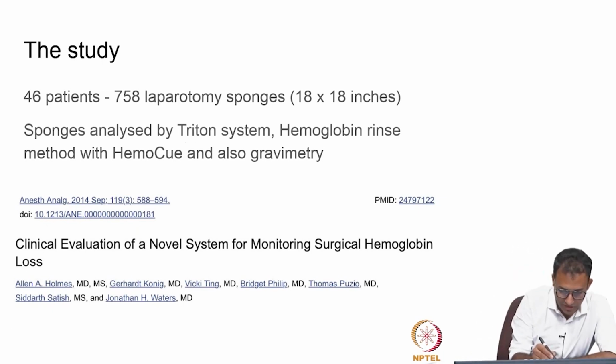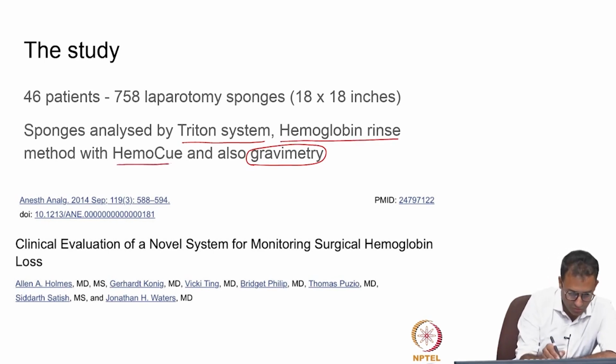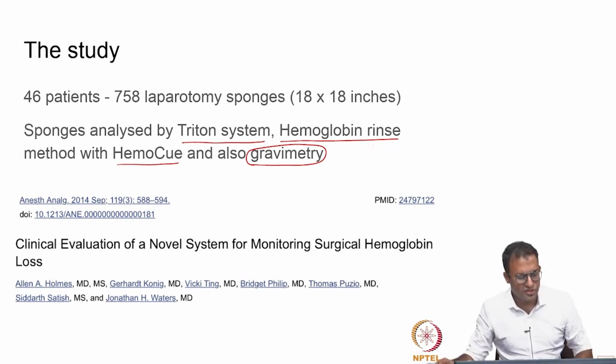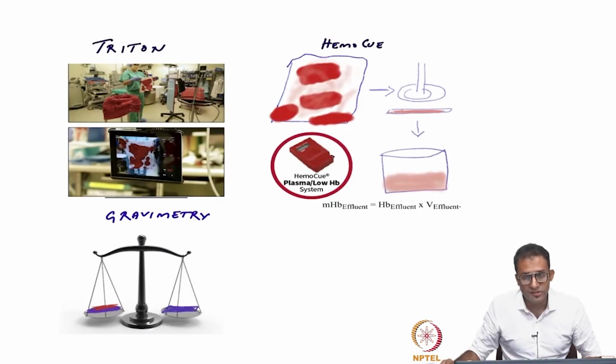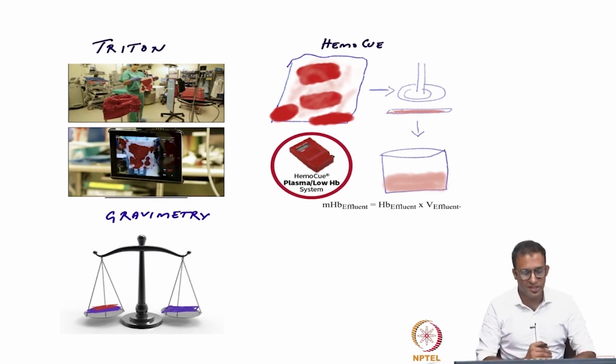So one was the product, the Triton system. The second was gravimetry, which is the conventional weighing method. The other one was the current gold standard, the hemoglobin rinse with HemoQ. The gold standard method definitely is a very time-taking method, and that is the problem which Triton is trying to solve. Because time is of essence here. When a patient is losing blood, you don't want to take 2-3 hours to try to estimate the amount of blood loss. So we'll be looking at all the methods one by one.